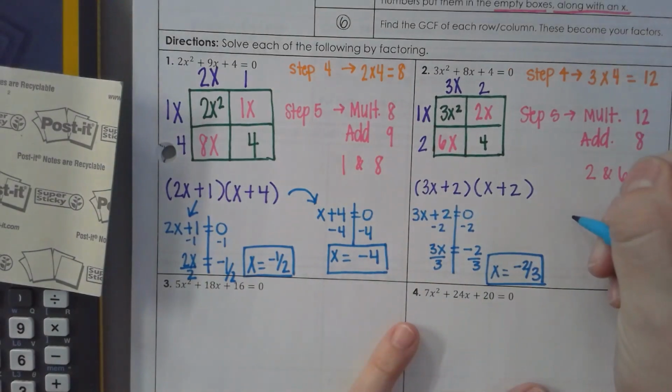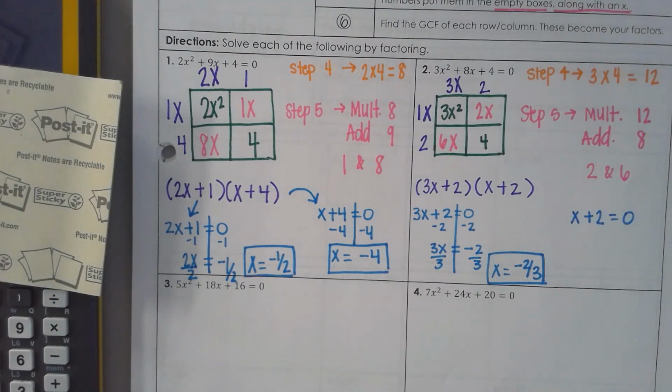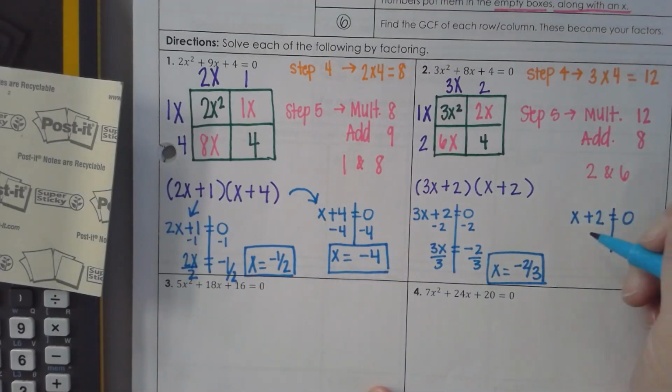And then the other one is x plus 2 equals 0. And then I subtract 2 to get x equals negative 2.